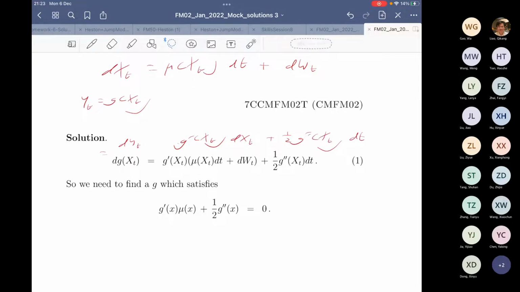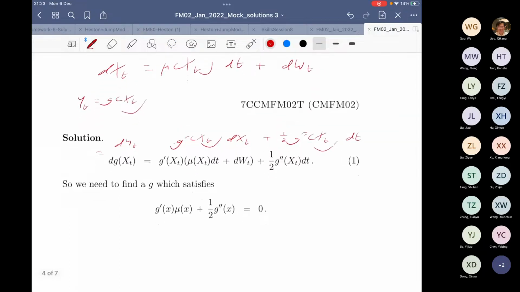So that's what I've written there, except I've now plugged in Xt. And if we just concentrate now on the drift terms of this SDE, you can see that I've got g' of Xt times mu of Xt plus a half g'' of Xt. But in general, unless mu is of a very strange form, Xt here can take any value. To be completely proper, let's assume this is an Xt that can take any real value.